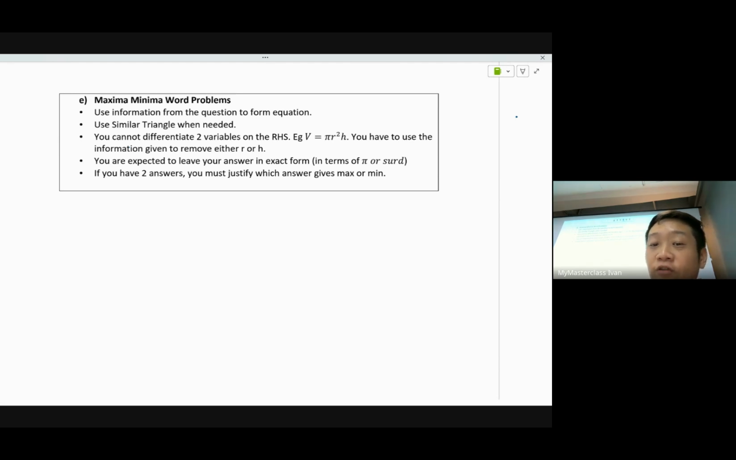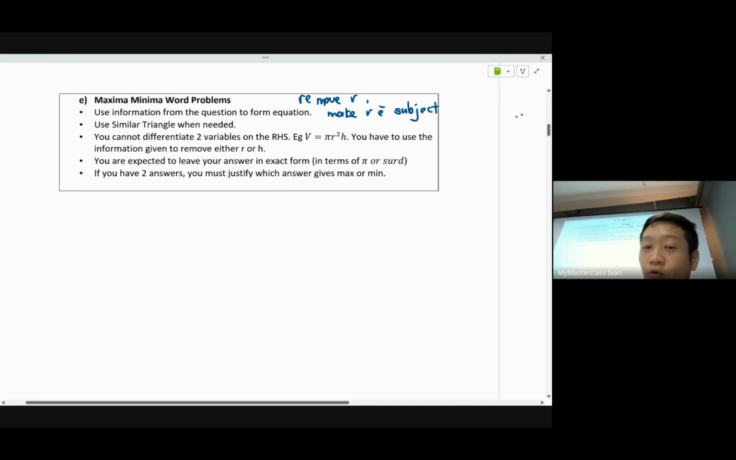So for example, V equals pi r squared h. Can you see r is a variable, h is a variable? Can you differentiate two variables? You cannot. You have to use the information to remove either r or h. So if you want to remove r, then you make r the subject. Just write down first. Later, when we do examples, you will understand.